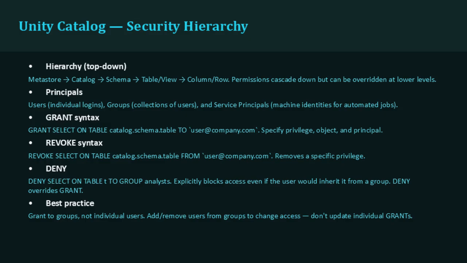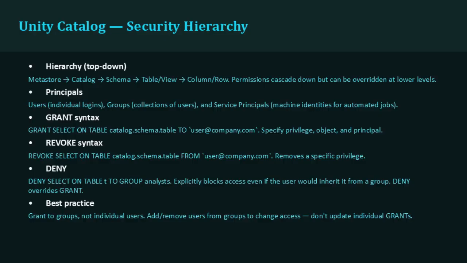The grant syntax looks like this: GRANT SELECT ON TABLE catalog.schema.table TO a user. You specify the privilege, the object, and the principal. Revoke works the same way in reverse: REVOKE SELECT ON TABLE catalog.schema.table FROM the username. It removes the particular privilege that you want to revoke.